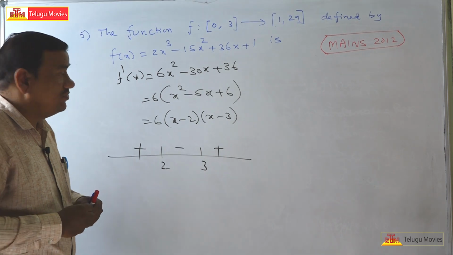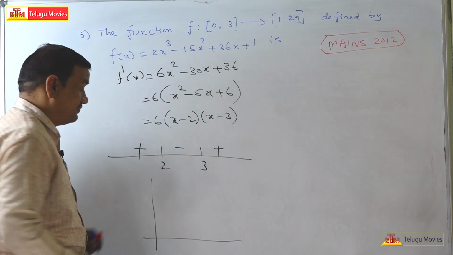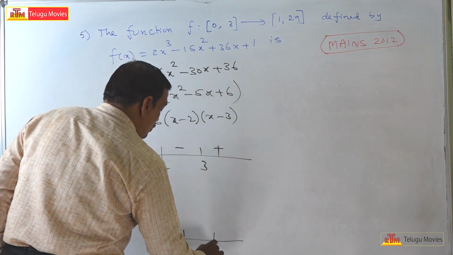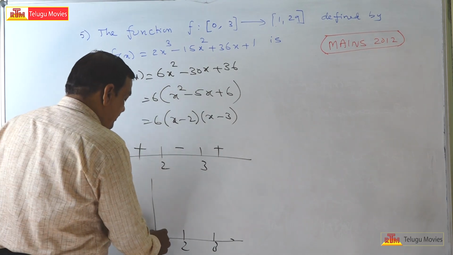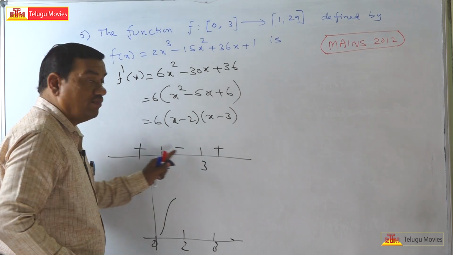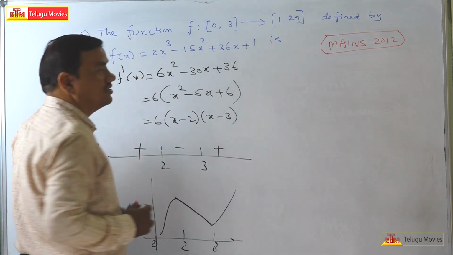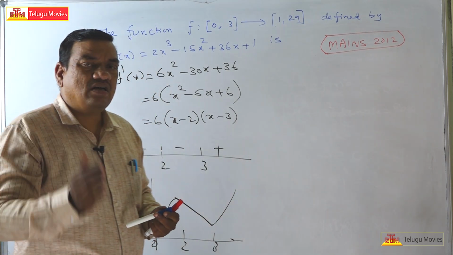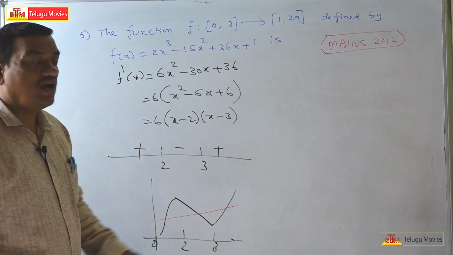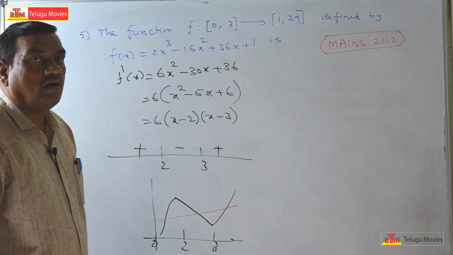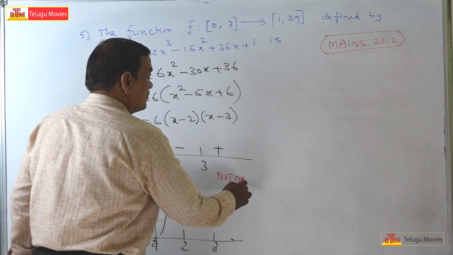That means f'(x) is positive up to 2, so the function is increasing. From 2 to 3 it is decreasing, and from 3 onwards it is increasing. So it shows various positions by the horizontal line test; if you draw a horizontal line, it cuts the graph more than once. It is clearly not a one-one function.